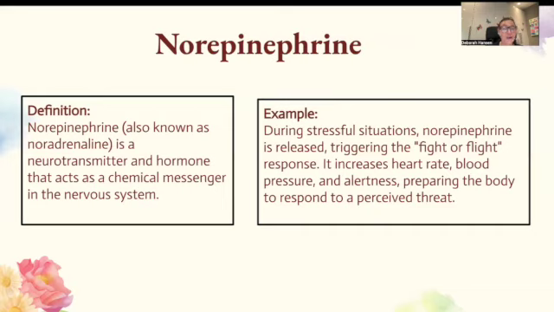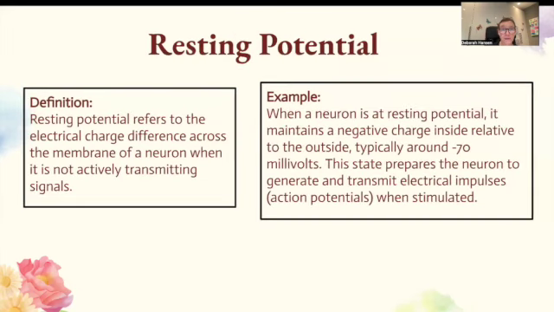Norepinephrine. Norepinephrine, also known as noradrenaline, is a neurotransmitter and hormone that acts as a chemical messenger in the nervous system. During stressful situations, norepinephrine is released, triggering your fight or flight response. It increases your heart rate, your blood pressure, and alertness, preparing the body to respond to a perceived threat.